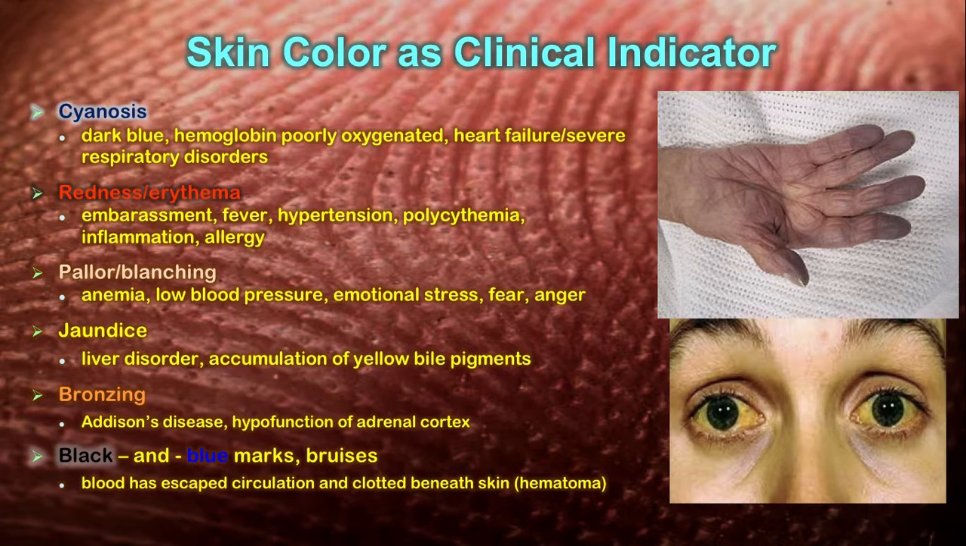Usually you see it in extremities first, because that's farther away from the heart. You also see it on mucous membranes, so like on your mouth, the lips will turn blue first. But the dark blue color comes from hemoglobin being poorly oxygenated. So hemoglobin is red when it's carrying oxygen, and then it becomes more bluish when it is deoxygenated. So things that could lead to cyanosis are heart failure. Your heart is no longer pumping blood where it needs to go. Or severe respiratory disorders. So you're not getting the oxygen in to get to the extremities or places it needs to go.